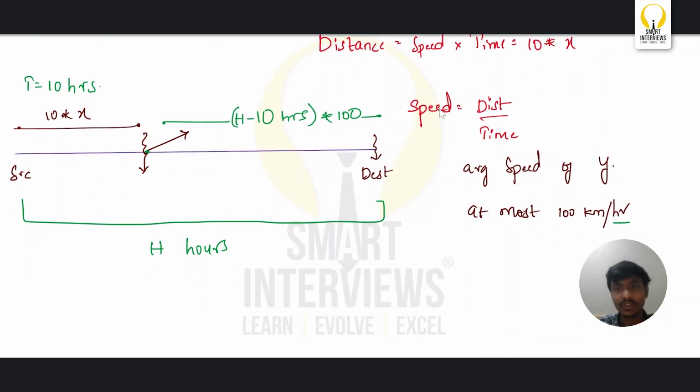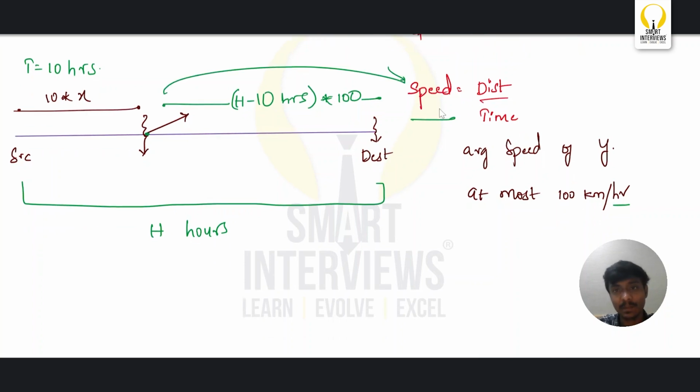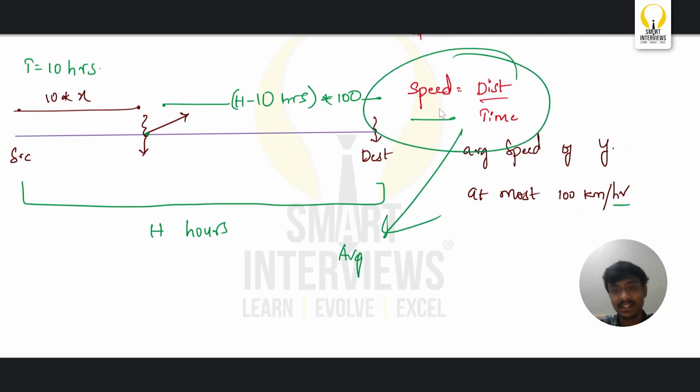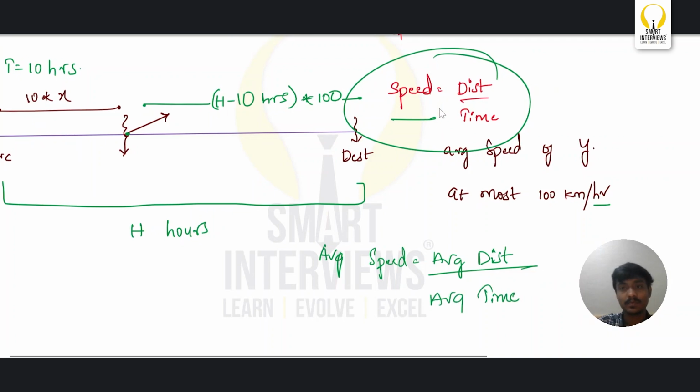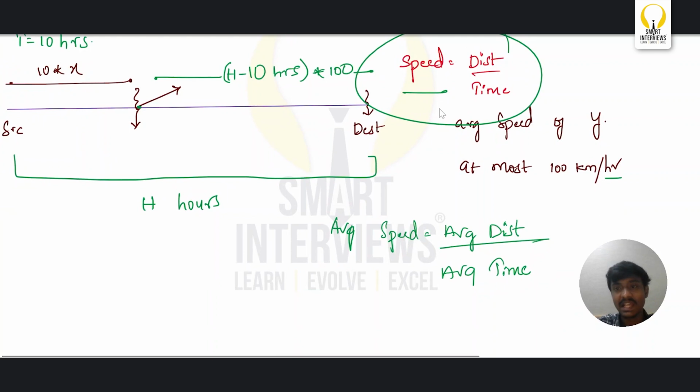Now, we know this is the equation to find speed. That is, our average speed should be y, right? Now let's try to replace all the parameters in this equation. So we want our average speed to be y. So I can write it as, I'm just replicating it here. Average speed equals average distance by average time, right? So everything in terms of average. So here, what is the average speed I want to get? It is y. And what is the average distance that I covered?